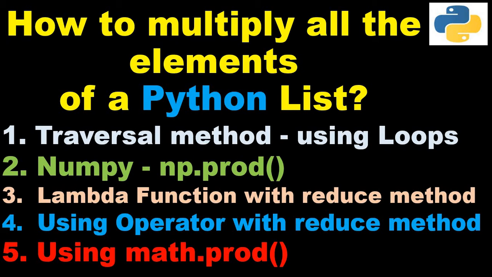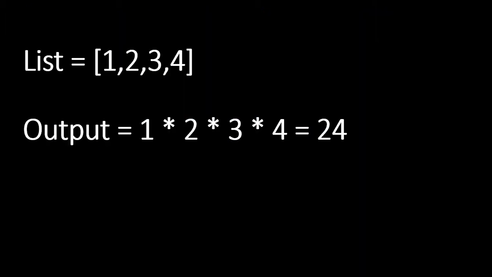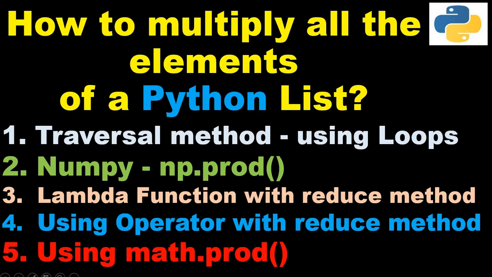Welcome to the session on Python basics, where I'll show you how to multiply all the elements of a Python list. Suppose we have a list with the content 1, 2, 3, 4, and I want to multiply all the elements of this list. So how do we achieve this? To achieve this, we'll use 5 different methods.